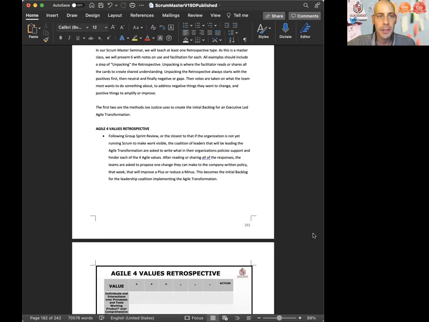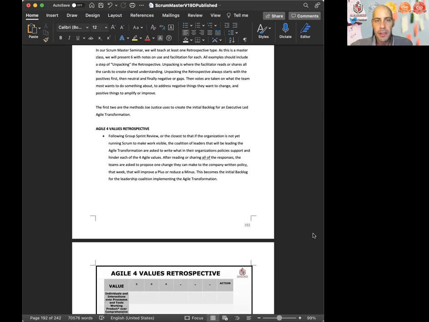All examples should include a step of unpacking the retrospective. Unpacking is where the facilitator reads or shares all the cards to create shared understanding. Unpacking the retrospective always starts with the positives first, then neutral, and finally negatives or gaps. Then votes are taken on what the team most wants to do something about, to address negative things they want to change, and positive things to amplify or improve.